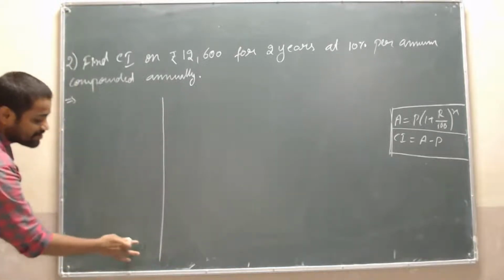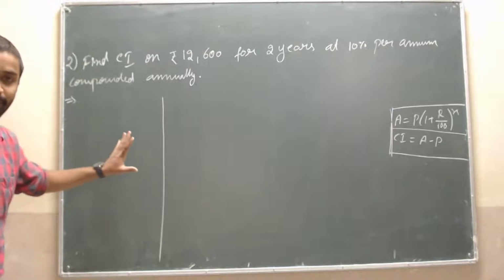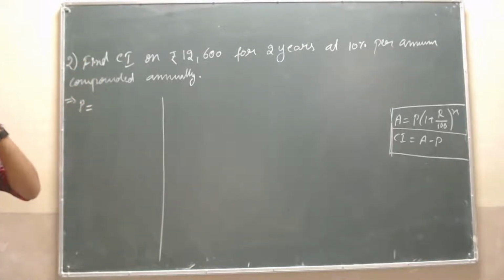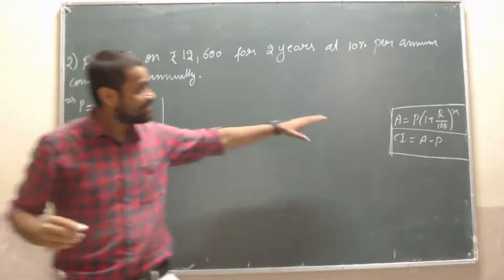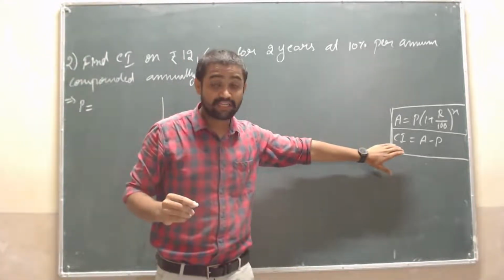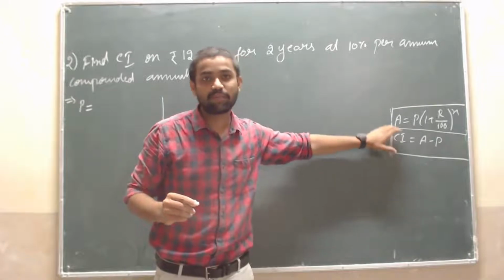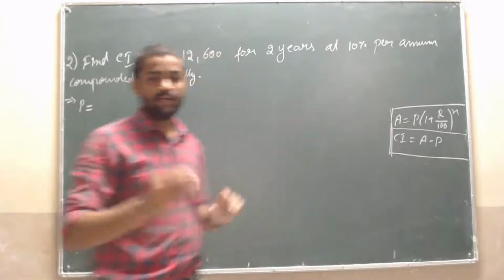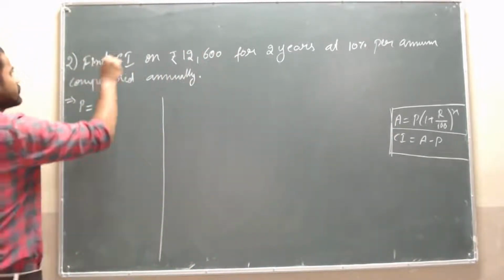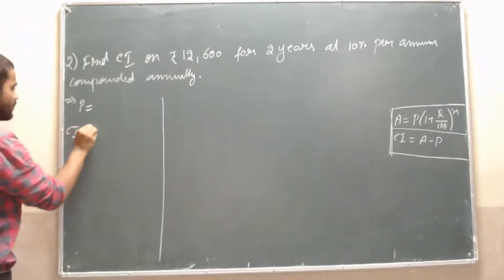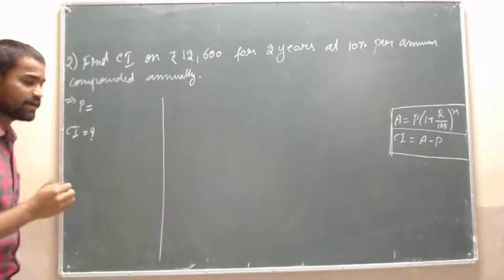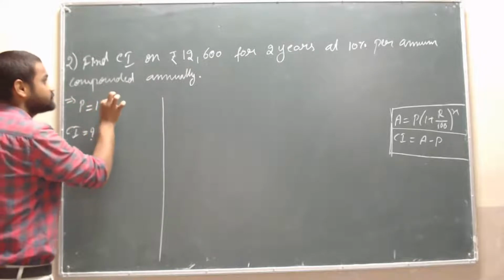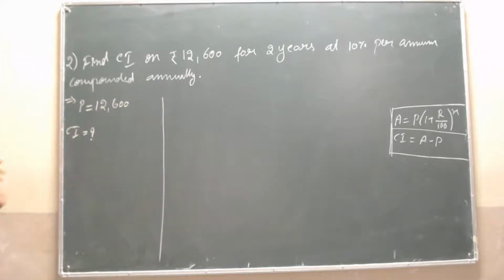Okay, so simple. First, we have to write the given data. We have to find out CI, compound interest. To find compound interest, we must have the amount. Is it clear? Then what he has given, we have to write. CI we must find out. And 12,600 is the principal amount. Is it clear?